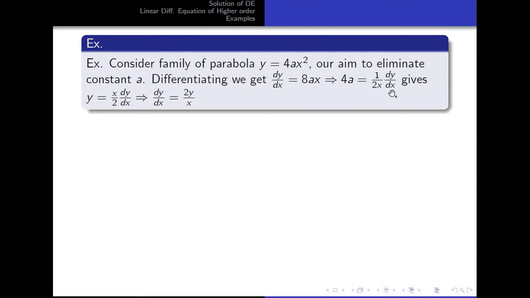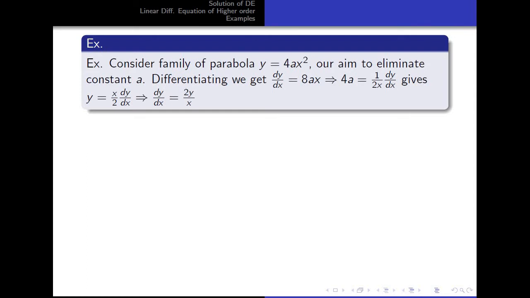Now I will replace this 4a term by this derivative and rewrite the equation. Therefore, we will get y is equal to x divided by 2 dy by dx. So we are replacing this total term, and then we will get dy by dx is equal to 2y divided by x. This is our differential equation, and this equation does not contain the arbitrary constant a. Therefore, we are getting our differential equation. And moreover, only one constant is there. Therefore, this is a first order differential equation.